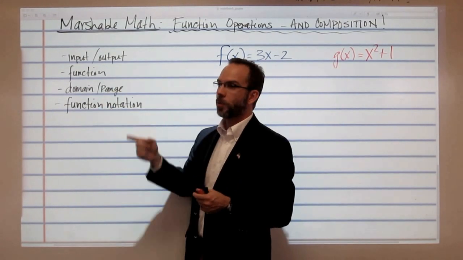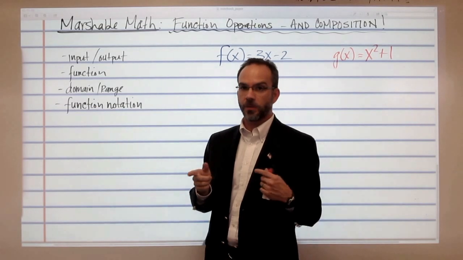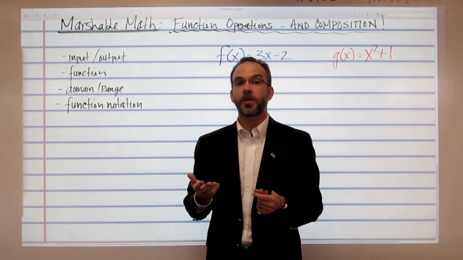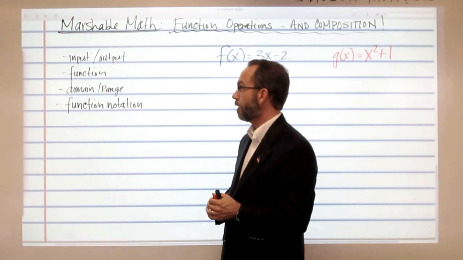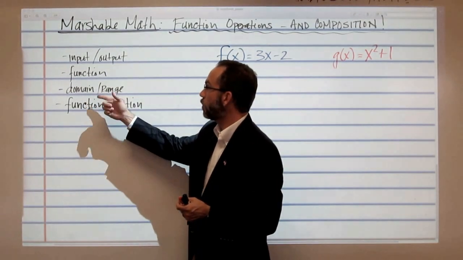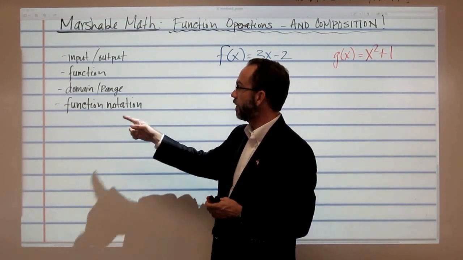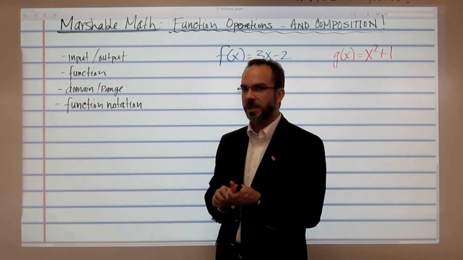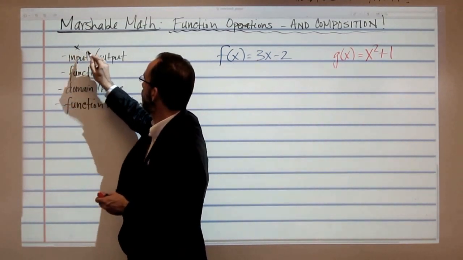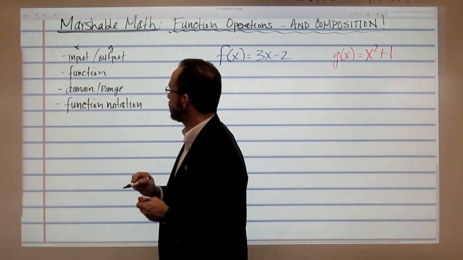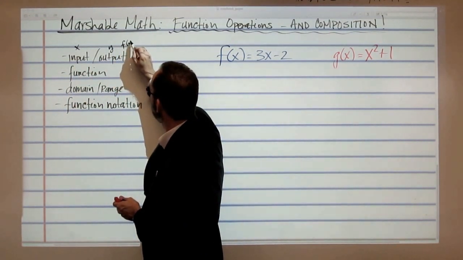Remember that a function, though, is a relationship in which there is only one output for each input. So every time you have a duplicate input, you should be getting the same output back out. If not, then it's not a function. Remember domain and range. Domain would be your allowable inputs. Range would be your allowable outputs. And function notation. Function notation is a slightly different way of writing equations and inputs and outputs. Usually we call the input x, we call the output y, but function notation says the input is x, but the output is f of x, right?